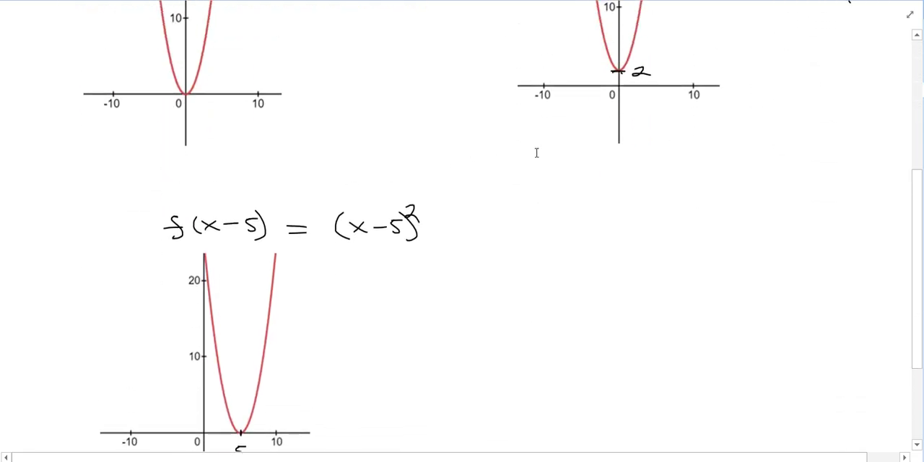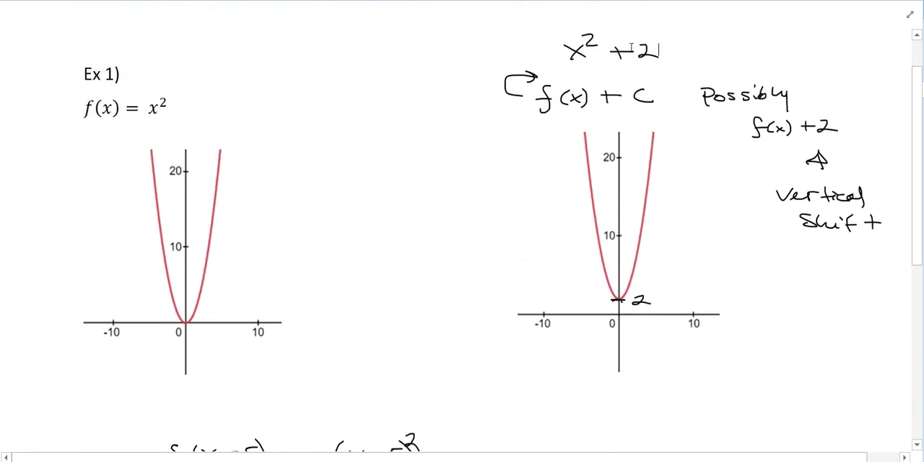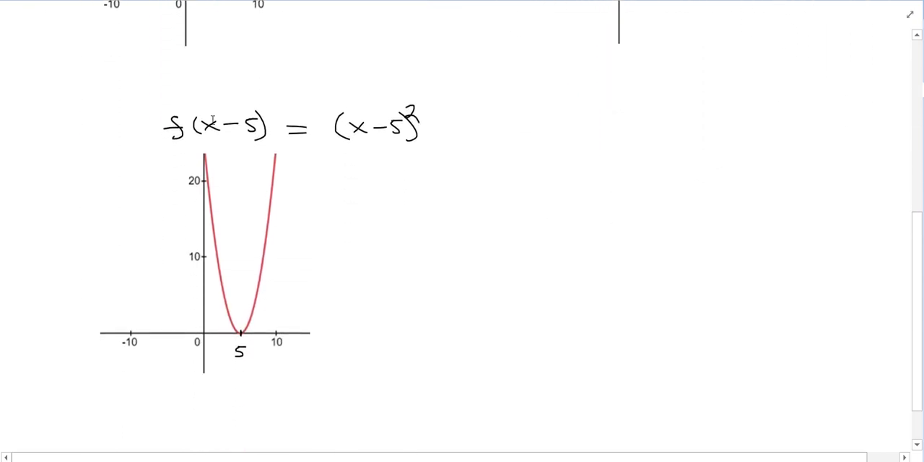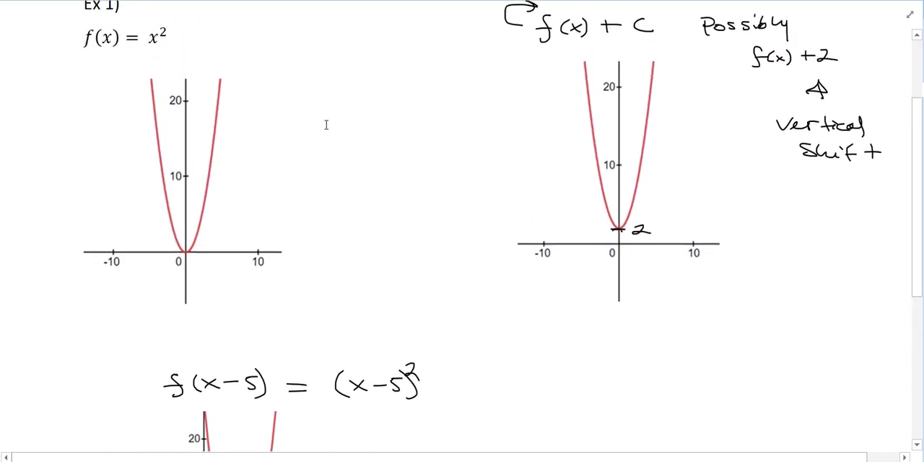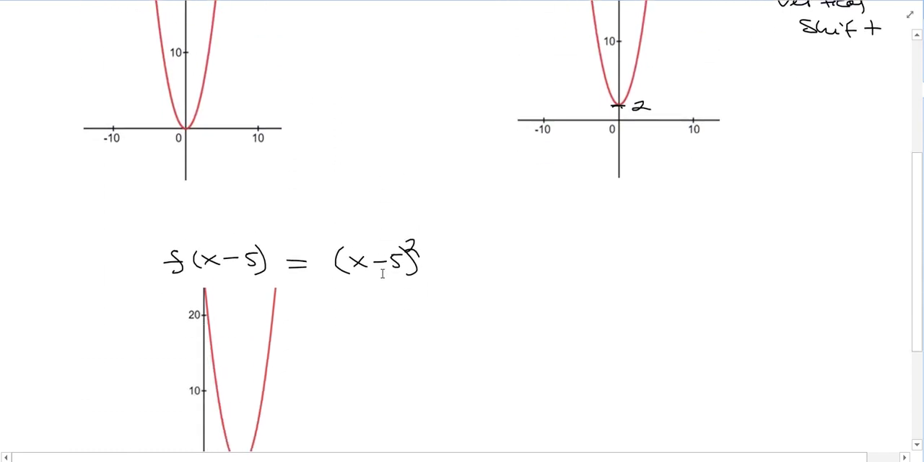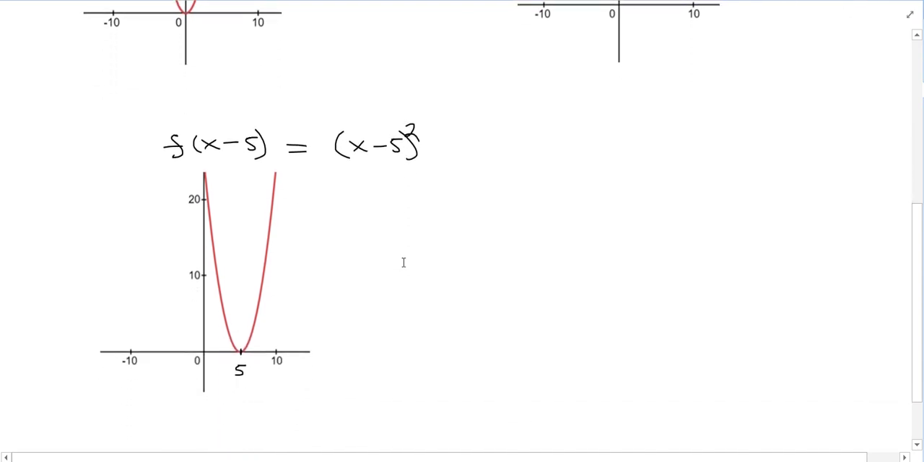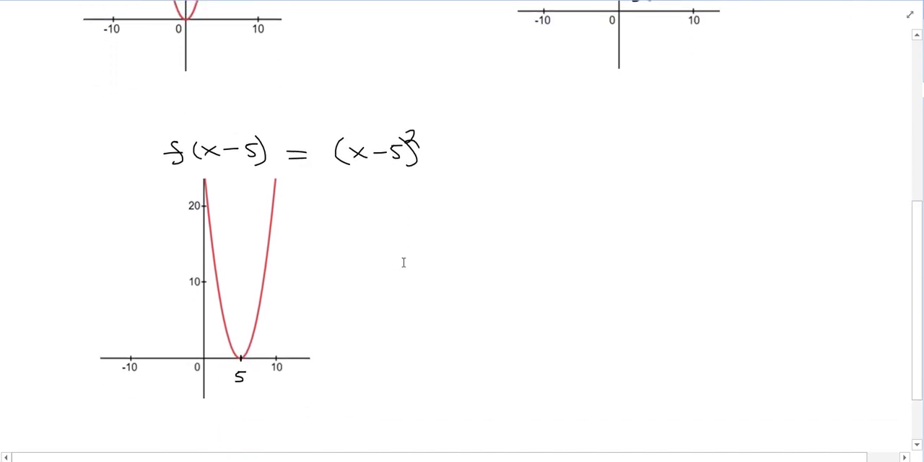And so we recognize a vertical shift by the addition or subtraction of the constant happening outside of the x. Right here is x squared plus 2. The horizontal shift happens on the inside of the function. So x squared became the quantity x minus 5 squared. So this lets me know that a horizontal shift is happening.